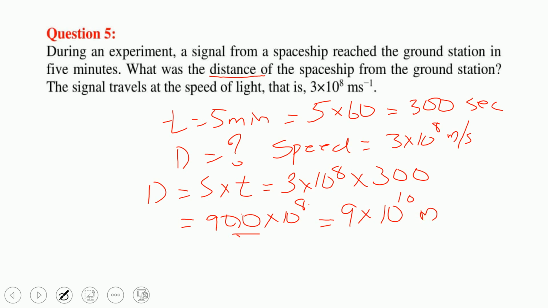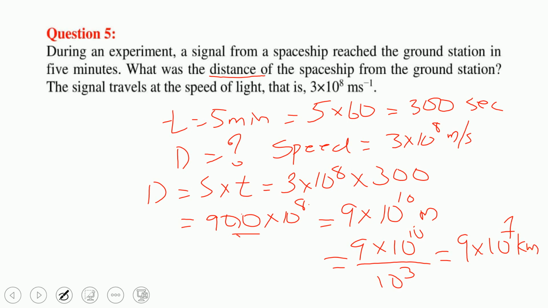If you want, we can convert it into kilometer, not compulsory. Then we have to divide it by 1000, that is 10 raised to 10 upon 1000. 1000 means 10 raised to 3. When dividing, you have to subtract the powers. So it is 9 into 10 raised to 7 kilometer. Understand? Like that it will come. So you can do it like this.